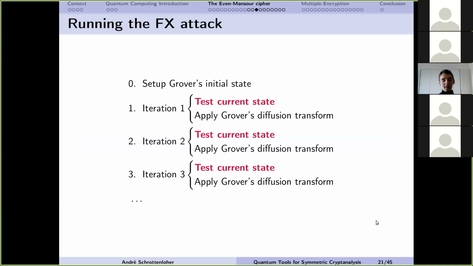If we have a look at how we run the FX attack, and that would be perhaps the most technical part on quantum algorithms of this presentation: Grover's algorithm has all these iterates, and at each iterate, we have to run this test algorithm as a little black box. We are testing our current state. And then each time after testing, we have some additional quantum operations to apply.